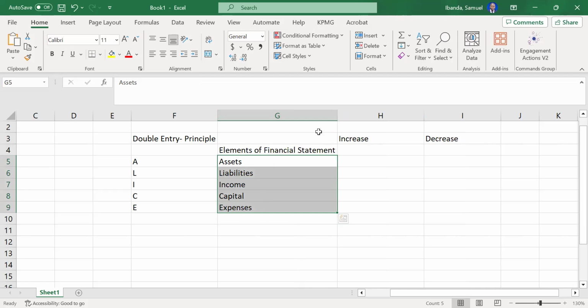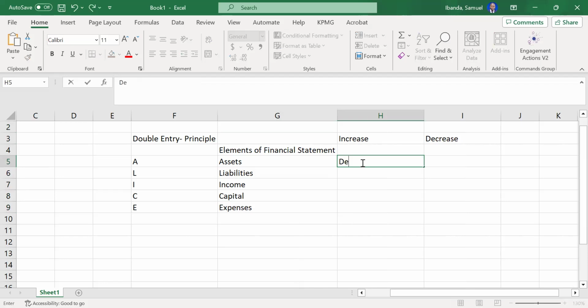So when we are looking at the double entry of, let's say, assets, when assets are increasing, and here by assets we are talking about current assets but also non-current assets, when these increase, we know very well that we debit them. The double entry principle says that for every debit, there should be a corresponding credit.